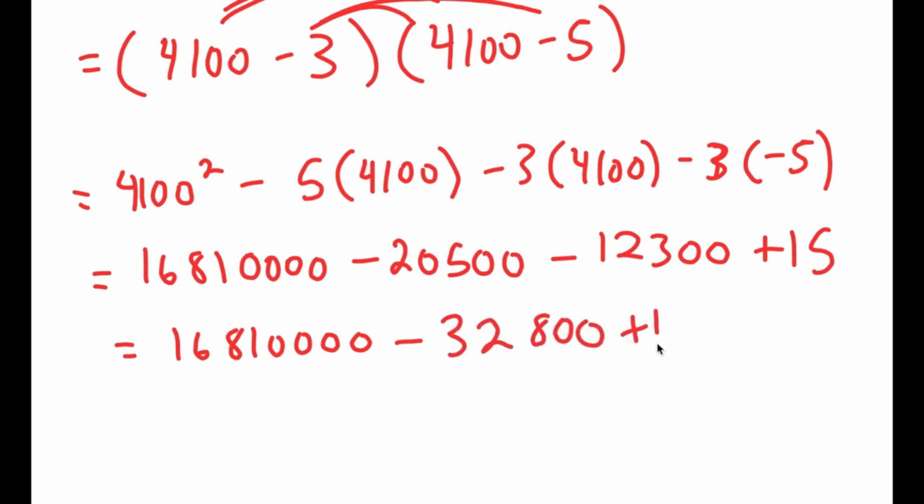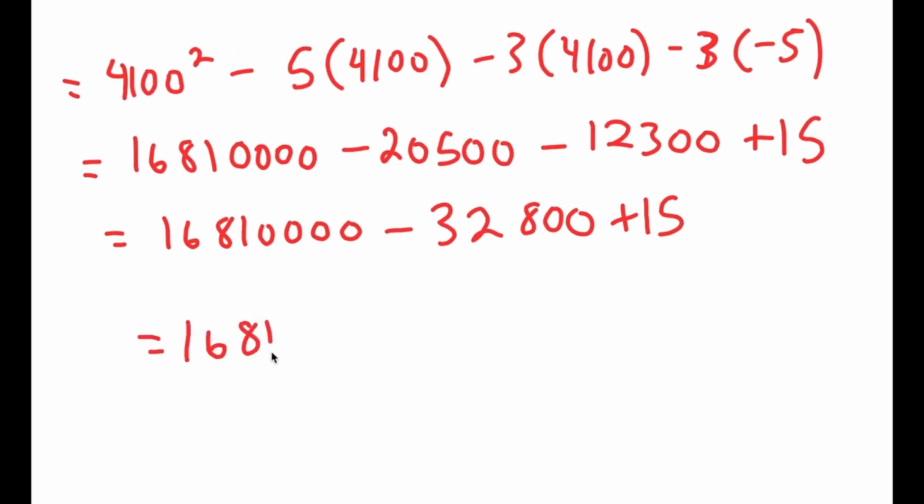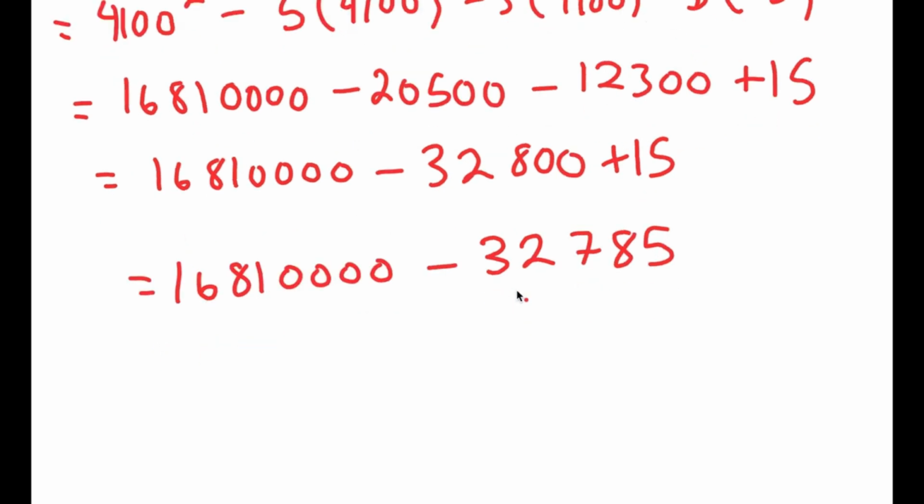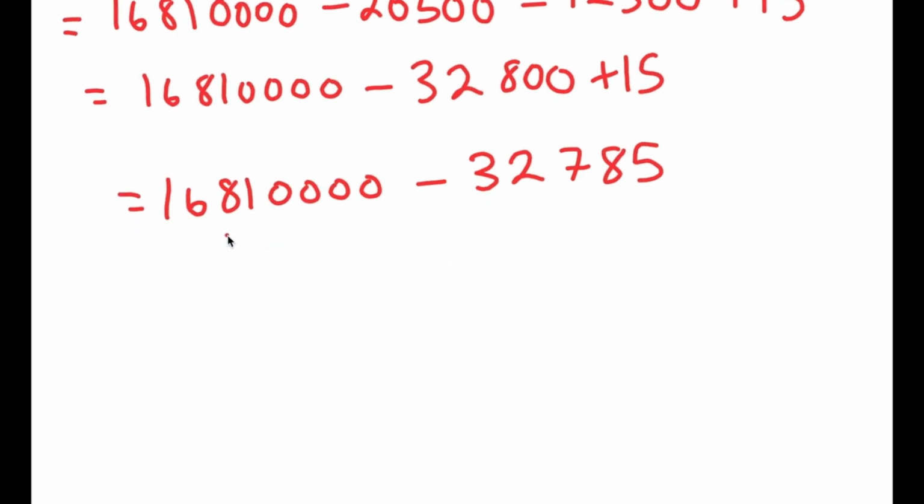32,800 plus 15. Now, a negative number plus a positive number is the same thing as 32,800 minus 15, which is 32,785. So now I have 16,810,000 minus 32,785, and this is equal to, I'm actually going to write this like this.